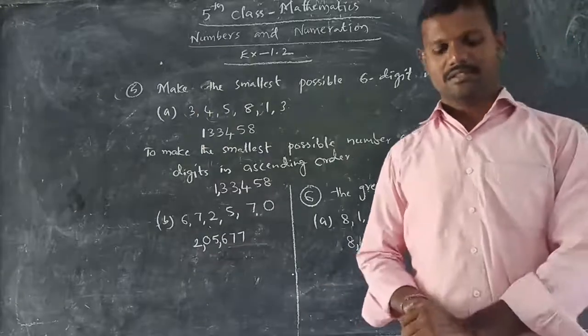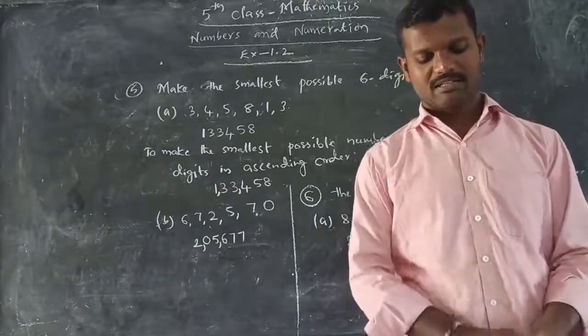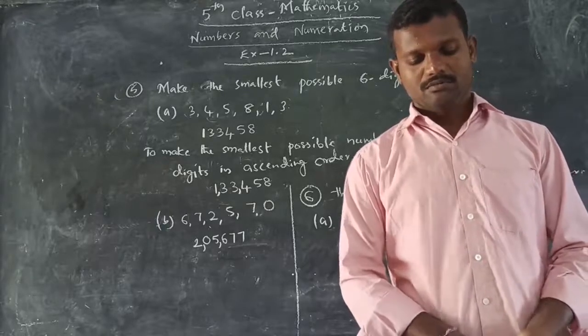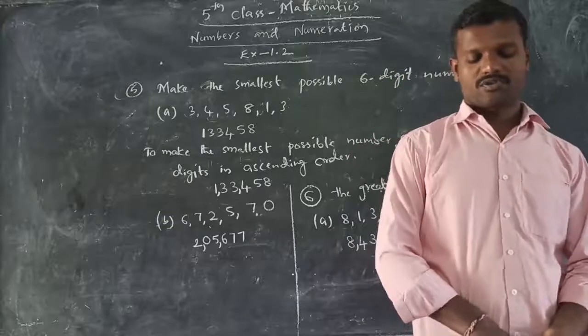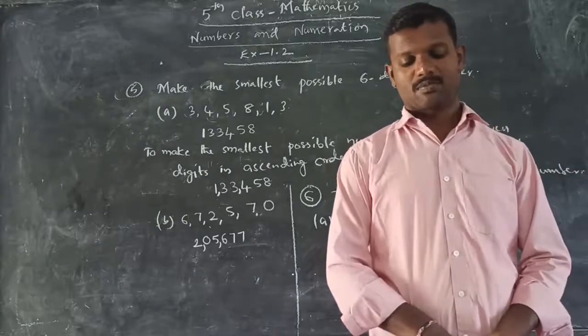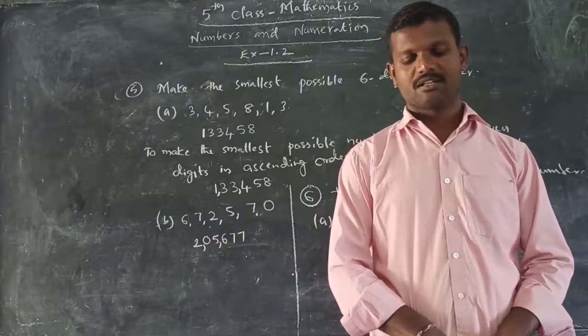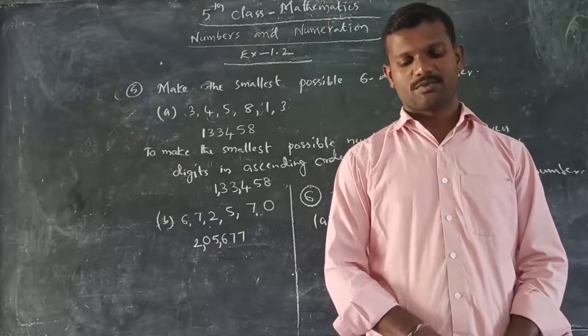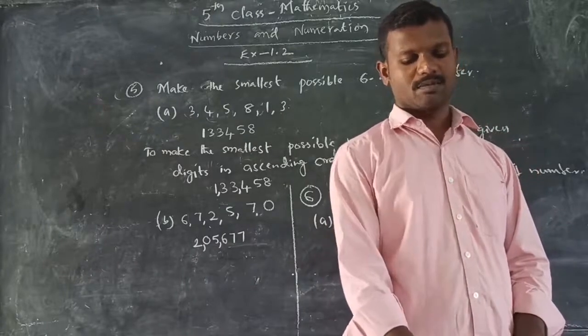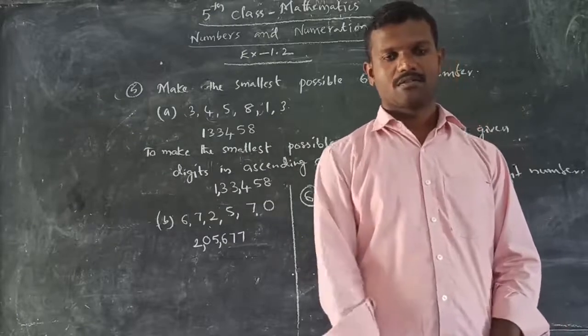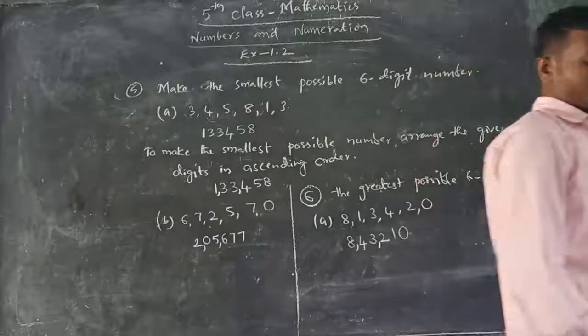Okay, like this you have to complete the remaining problems in the sixth bit. So the third one is ascending order, the fourth one is descending order, the fifth one is making the smallest possible six digit number, and the sixth bit is making the greatest possible six digit numbers. These are the problems we have discussed today. Okay, so practice them.